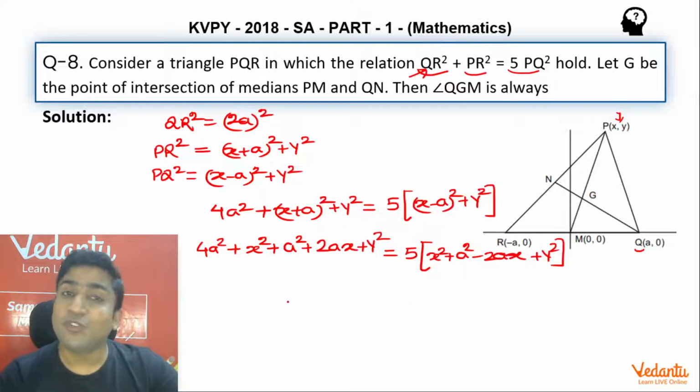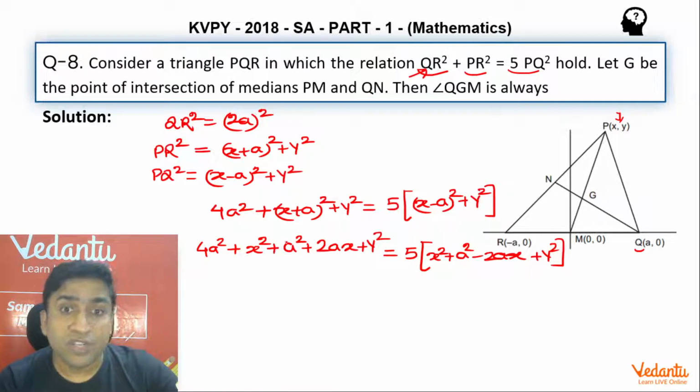All I have to do is to simplify this equation, and if you watch it very carefully, the left hand side is having 5a square, the right hand side is also having a square. They both are going to get cancelled.